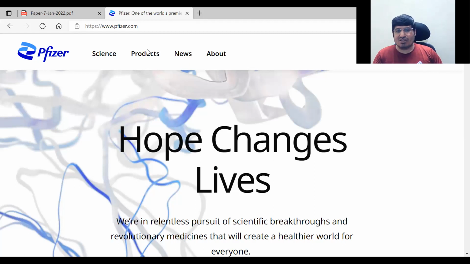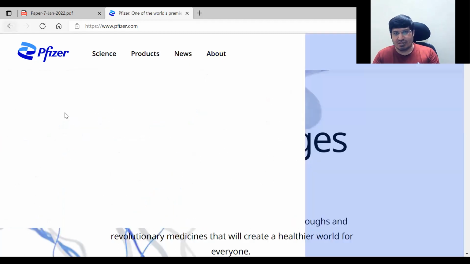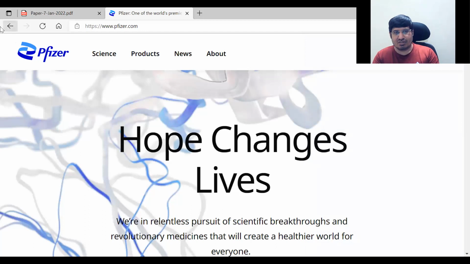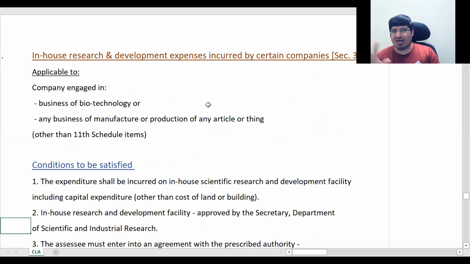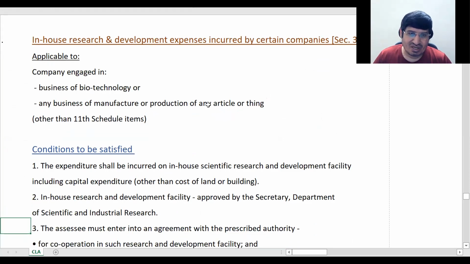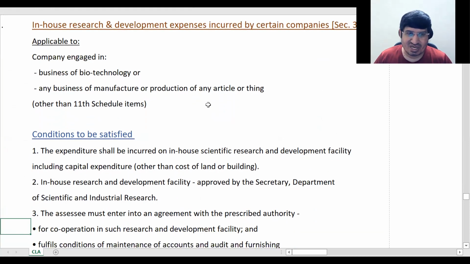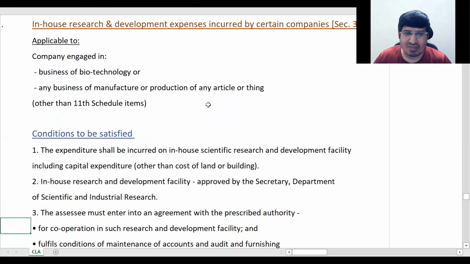All these companies, your Pfizer and these, they do medical research basically. So that is called biotechnology. In the field of medicines, they do research. So they do all these things, vaccine development and all those things. Creation of new medicine, all that.